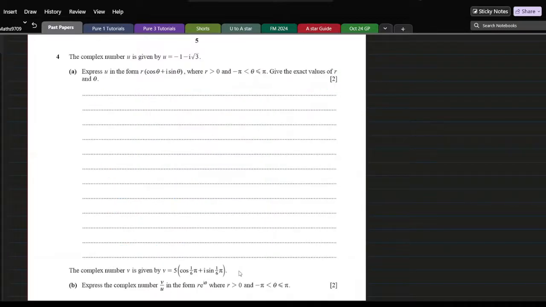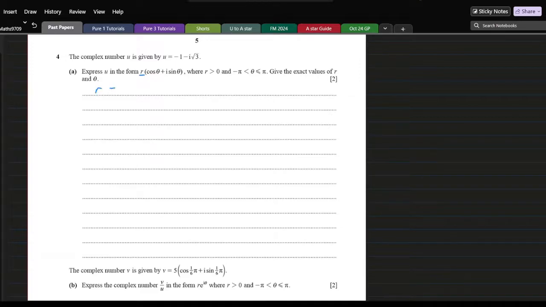Number 4. The complex number u is given by u is equal to -1 - i root 3. Part A. Express u in the form r (cos theta + i sin theta), where r is greater than 0 and theta is between -pi and pi. Give the exact values of r and theta. Alright, so we know that r represents the modulus of our complex number. So to find r, we simply have to find the modulus of u.